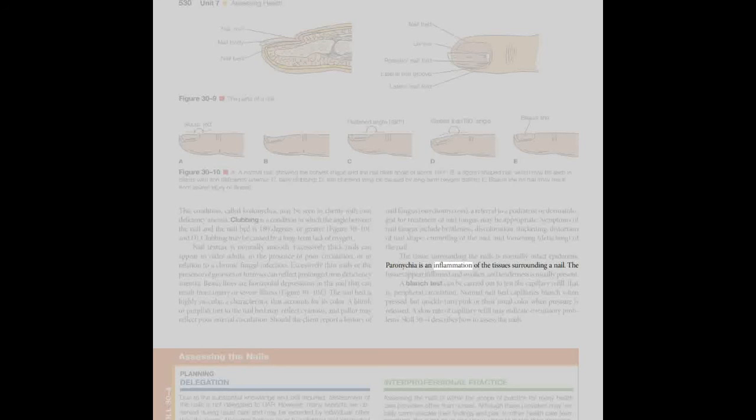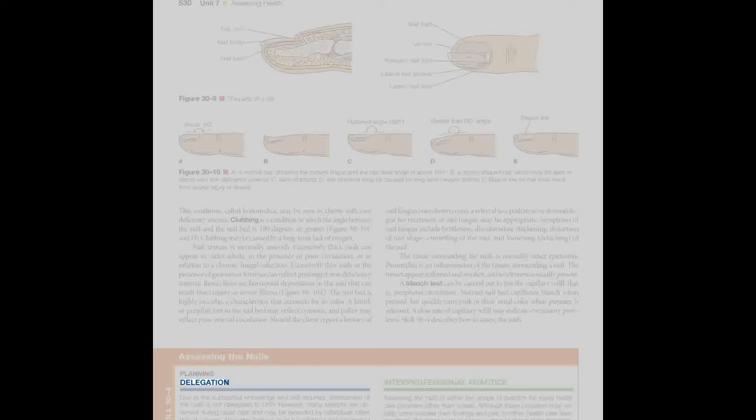Paronychia is an inflammation of the tissues surrounding a nail. The tissues appear inflamed and swollen, and tenderness is usually present. A blanch test can be carried out to test the capillary refill, that is, peripheral circulation. Normal nail bed capillaries blanch when pressed, but quickly turn pink, or their usual color, when pressure is released. A slow rate of capillary refill may indicate circulatory problems. Skill 30-4 describes how to assess the nails.